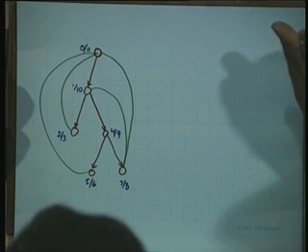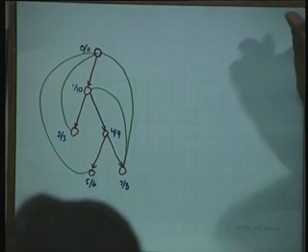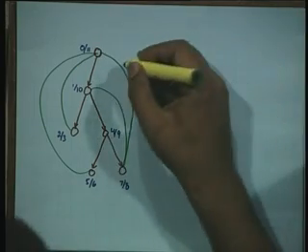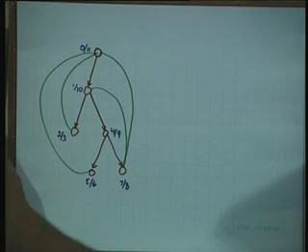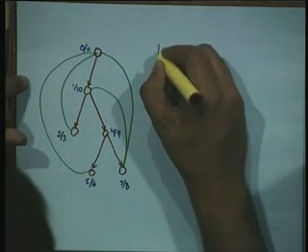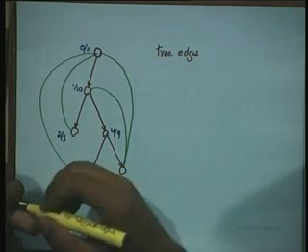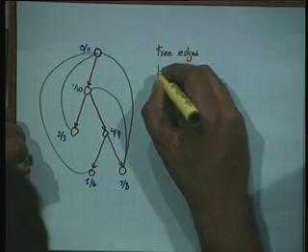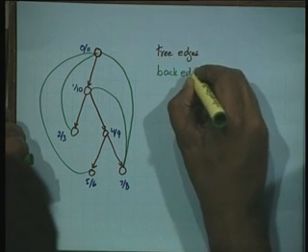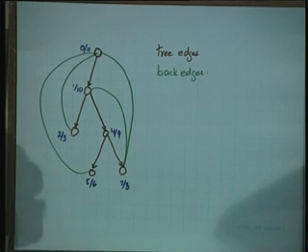Okay, so let us look at more properties of depth first search. These edges, so the brown edges are called tree edges. The green edges are called back edges, and we will see why they are called back edges and why not front edges, right. What is back about them?